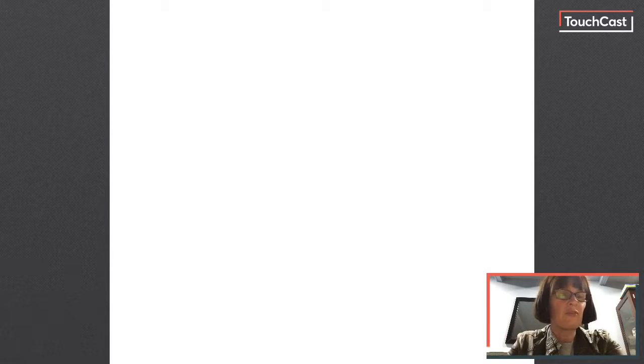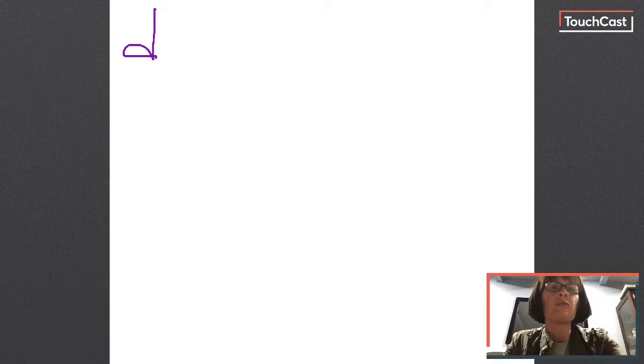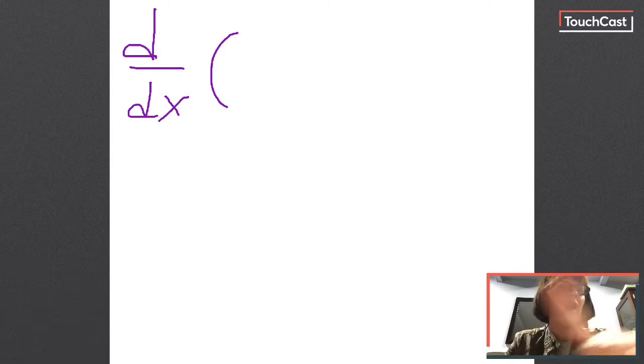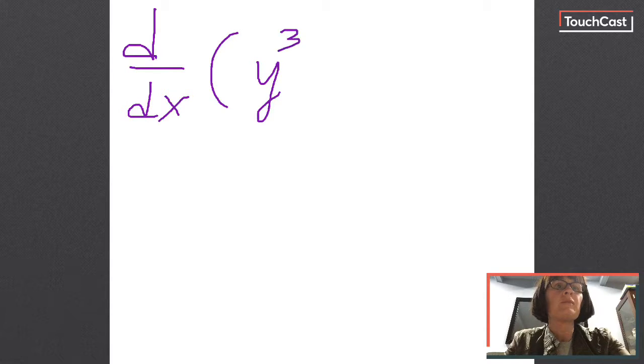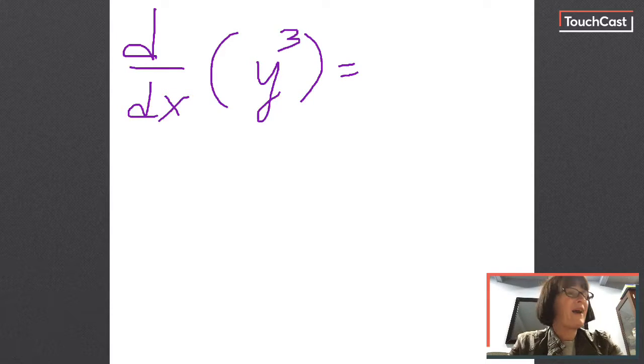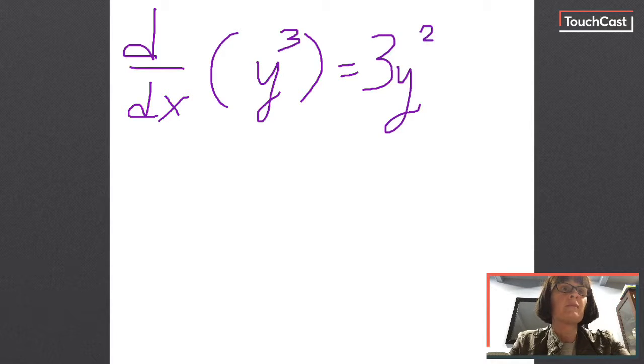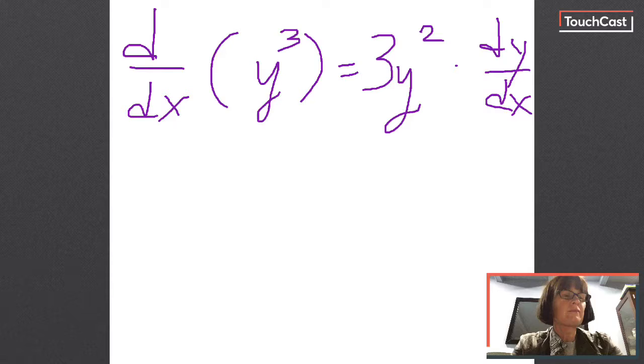So recall, before we get rolling here, that if I wanted the derivative with respect to x of some function of y, let's say y cubed, y cubed is not a function of x. So if I want to take its derivative, I take the derivative with respect to the variable that's there. So the derivative of y cubed with respect to y is 3y squared. I'm going to multiply by that missing piece of the chain rule, in this case, dy/dx. So we're going to need that in these few examples.